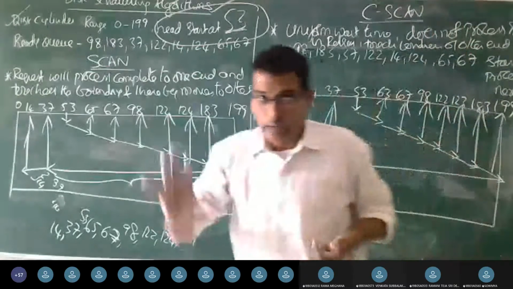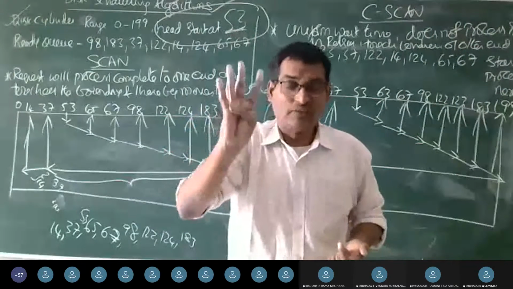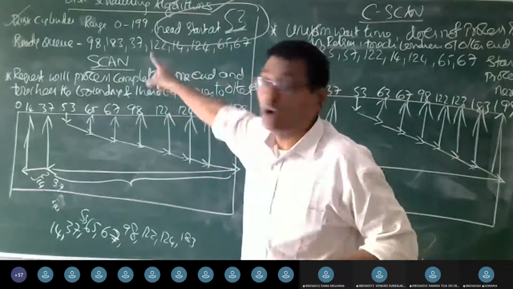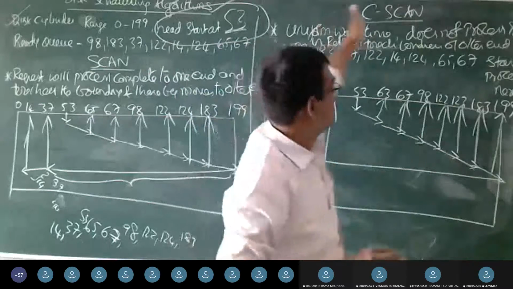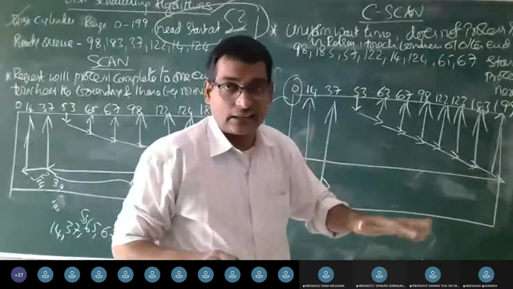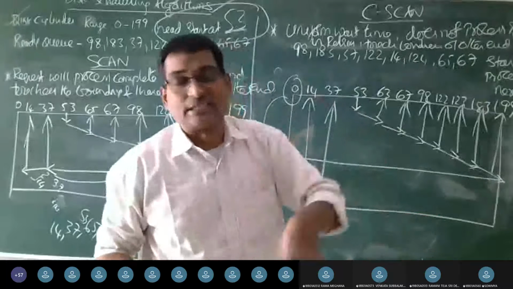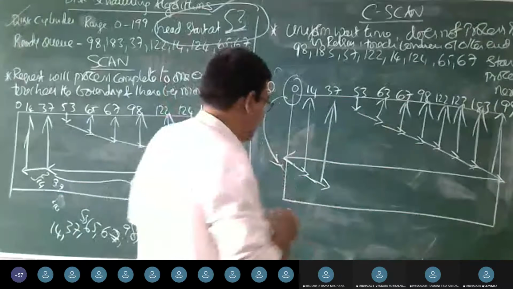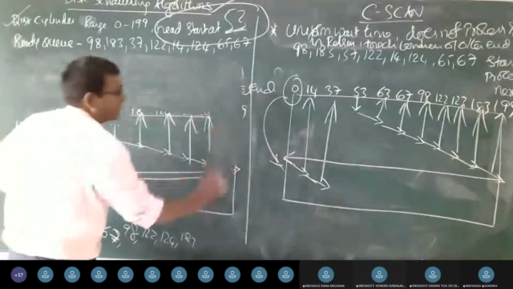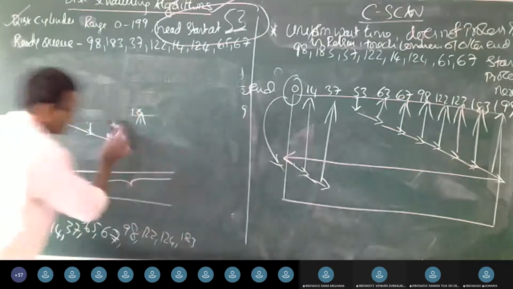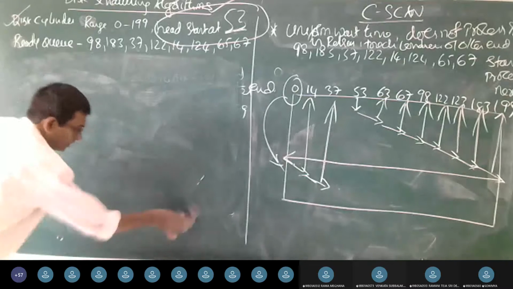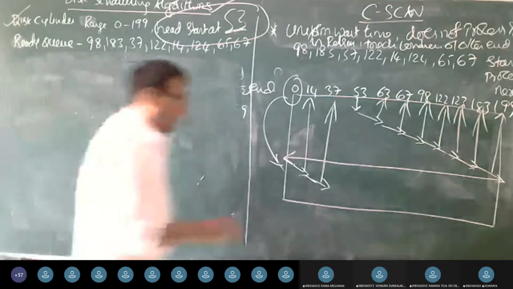So now we have talked up to the first come first serve algorithm. Later on we talked about the SSTF algorithm. The third one we talked about was the scan algorithm. The fourth one we talked about was the C-scan algorithm, right? After the C-scan algorithm, the last algorithm in disk scheduling is the C-look algorithm.